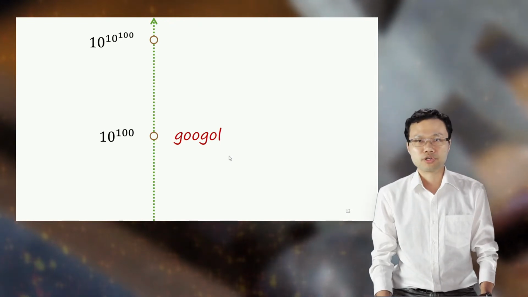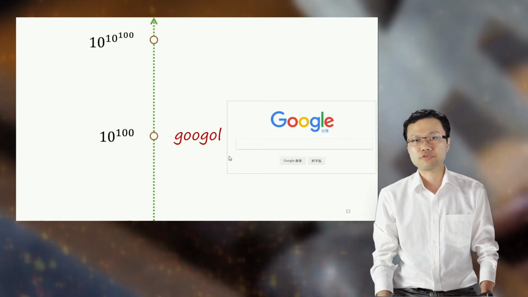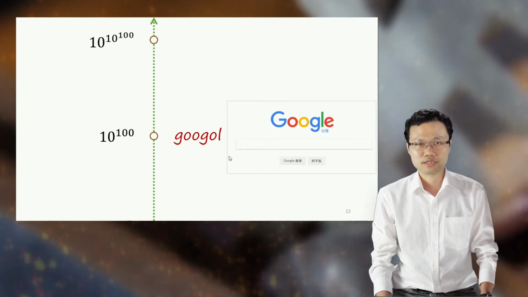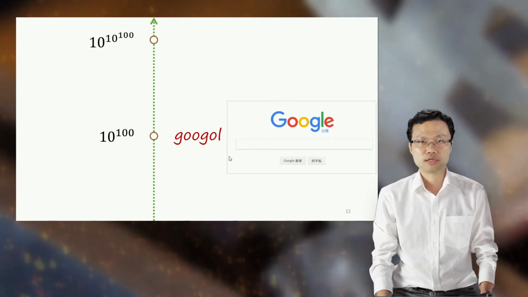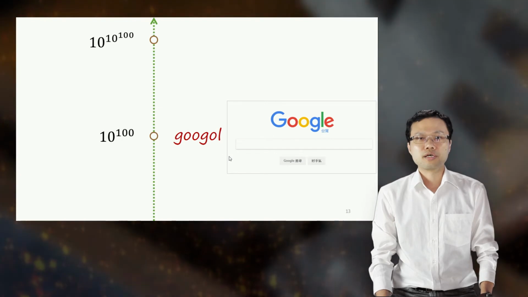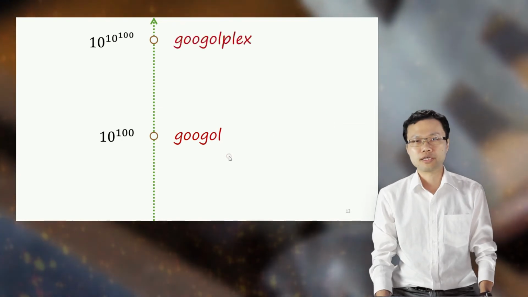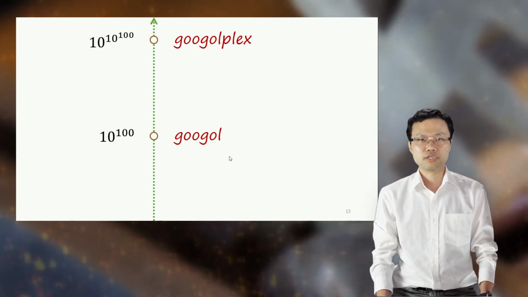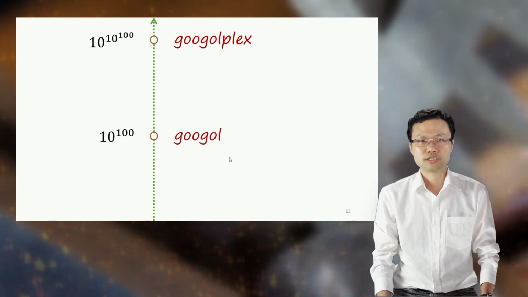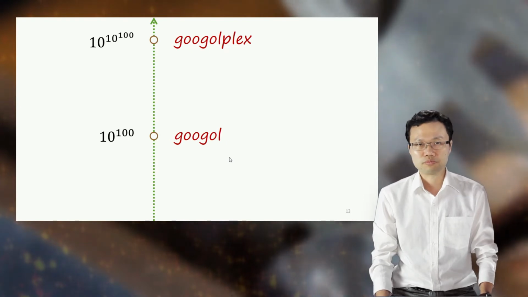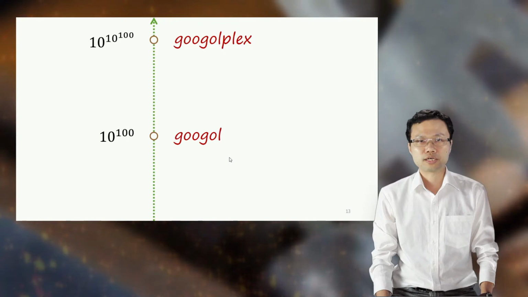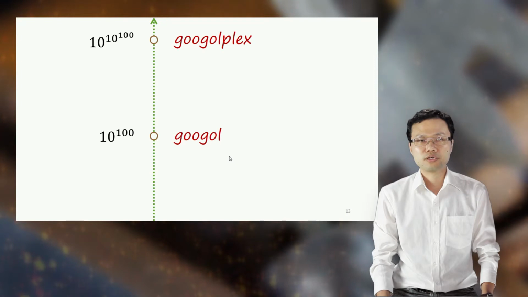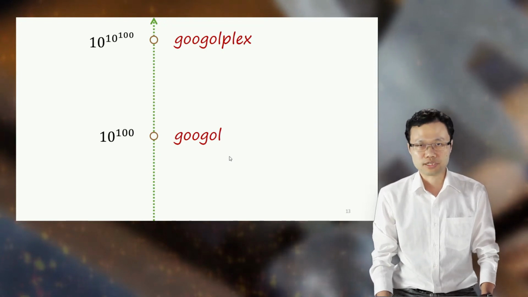Moreover, does the pronunciation of googol sound familiar to you? Yes, you are right. This is where the name of the search engine Google derives from. It just wants to signify how many things you can find in their search engine. For even larger numbers, as large as 10 to the power of 10 to the power of 100, we can call them googolplex. These are extremely large, so large that they become countless.